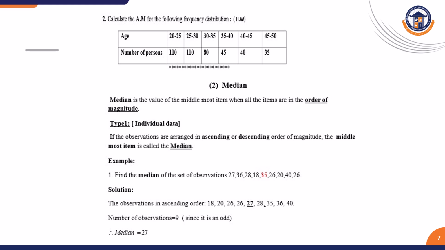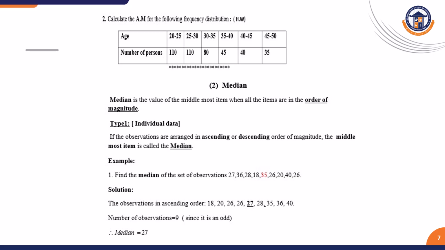Now we move to the second average, the median. What is the median? This is the median definition. Median is the value of the middlemost item when all the items are in the order of magnitude. First we discuss individual data. How to find the median for individual data? For individual data, we immediately arrange the given data either in ascending order or descending order. Then we find the middle position, that is the median value.